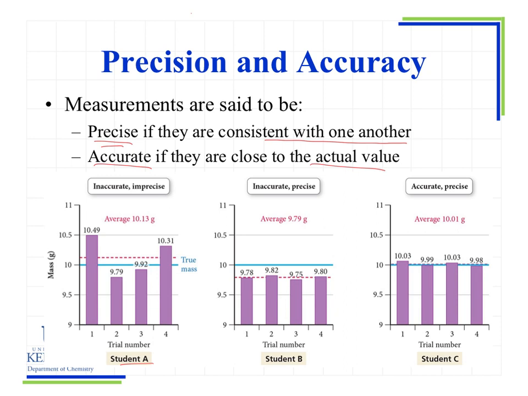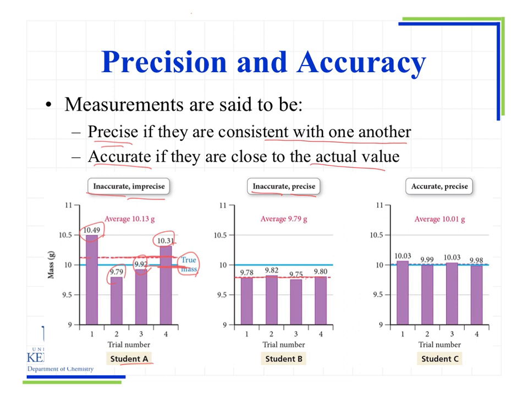So you see in the first one, this blue line here is the true mass, it's 10, and you see these results, they are not close together, and the average is over here. Okay, that is the average. So it's not precise and it's not accurate because it's not close to the accepted value. So inaccurate, imprecise. Student B, you see all of these values are very close together. The average is right here. So it's very precise, but it's not accurate. So inaccurate, but precise. Okay.